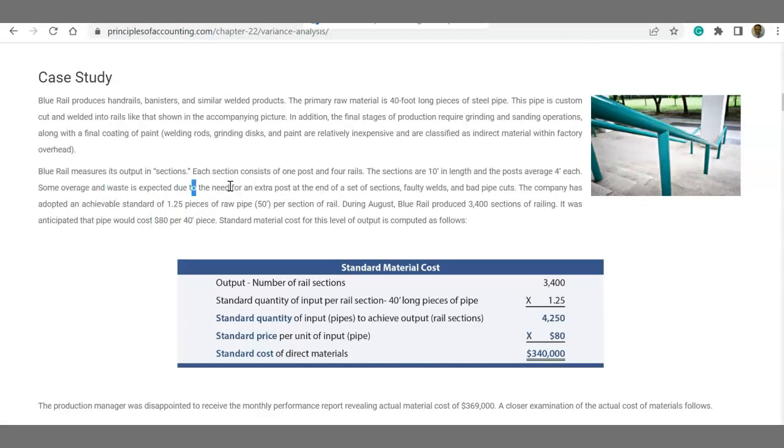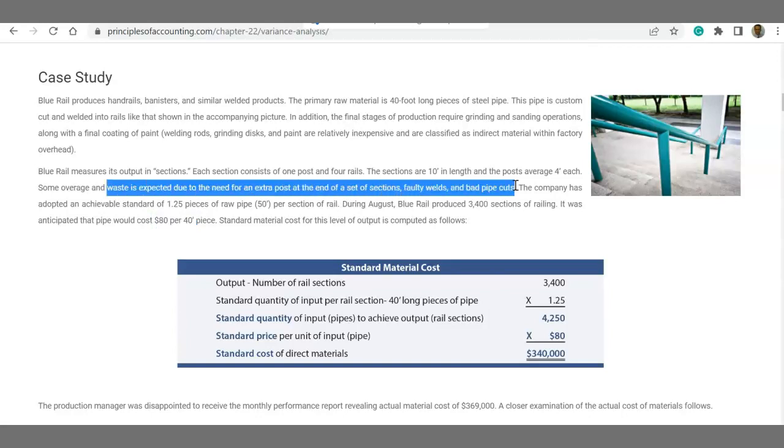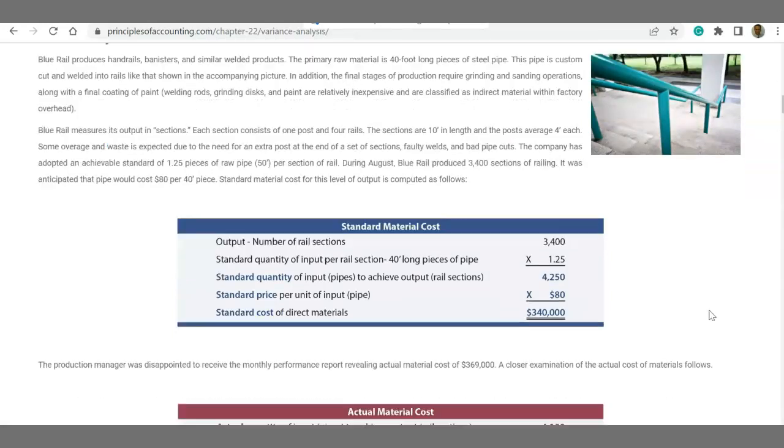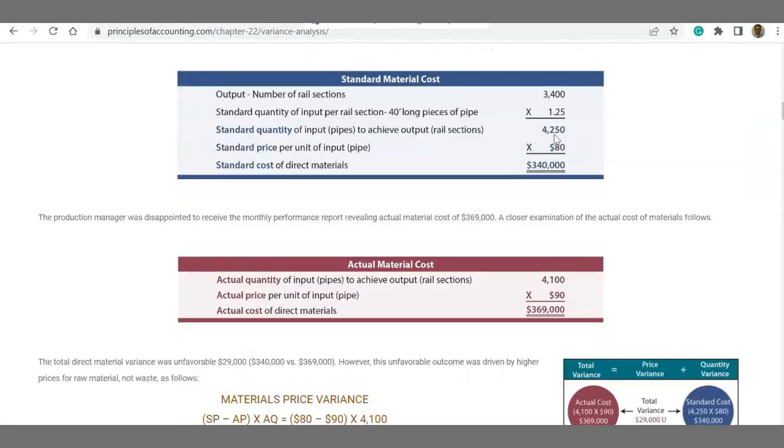Here. Some waste is expected, right? You see that? Because you have to cut here, cut there. So there is some waste. So what they did, even though in the standard format they needed 4,250 pieces of pipe, however, they only purchased and used 4,100 pieces of pipe, which is technically good, right? However, they paid $90, which is $10 more.